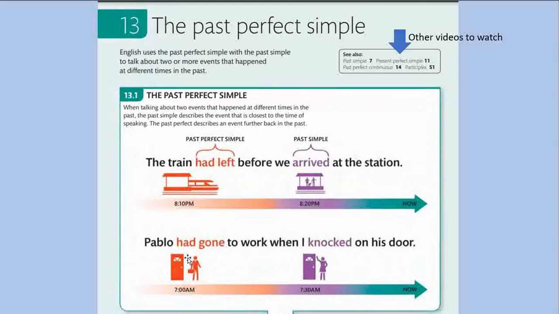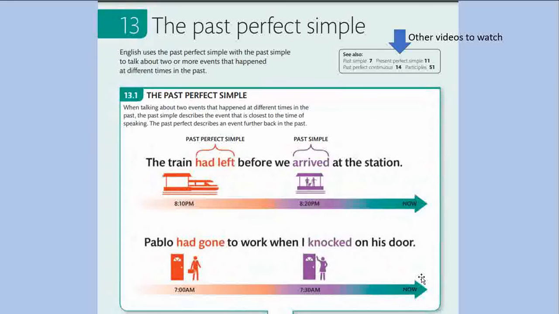The next example is: Pablo had gone to work when I knocked on his door. Now you are in the present zone. When you are walking back on the timeline, you will see the knocking first, so that will be simple past. And then you walk further down on the timeline, you will see that Pablo had gone. So Pablo had gone to work. Had gone is past perfect tense, and knocked is simple past tense.